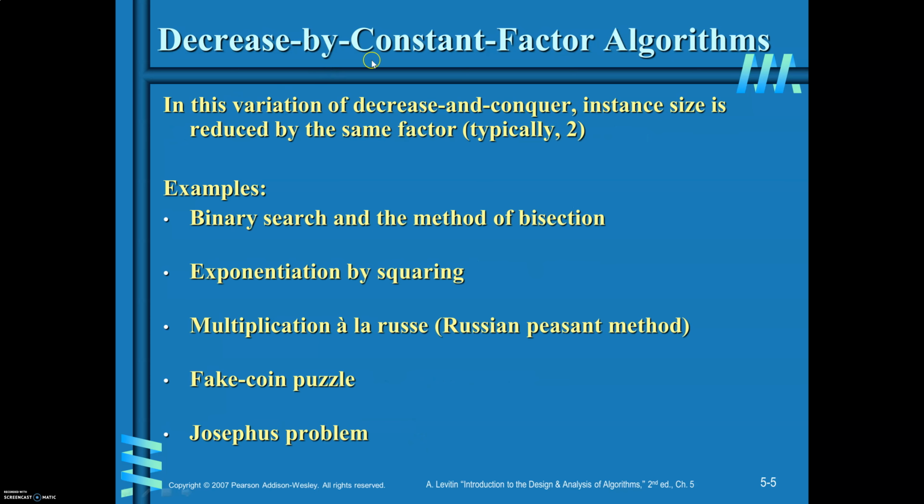So now in decrease by constant factor algorithms, we have binary search and the method of bisection, then exponentiation by squaring, Russian peasant method, then fake coin puzzle, Josephus problem. These are the examples for decrease by constant factor.